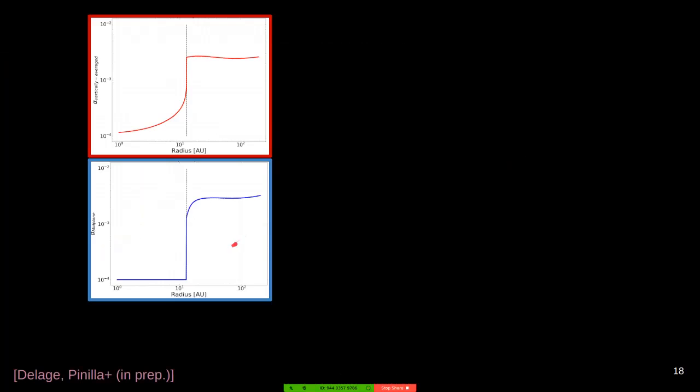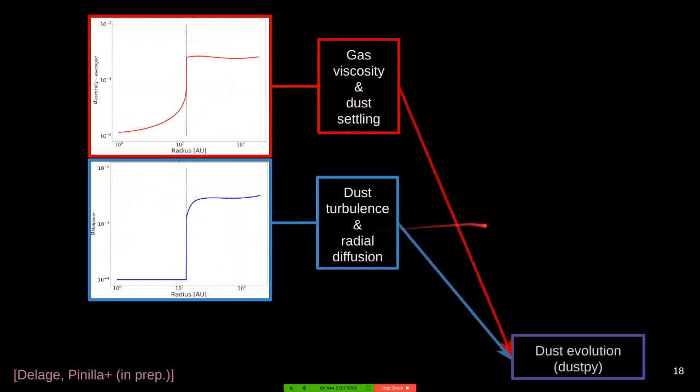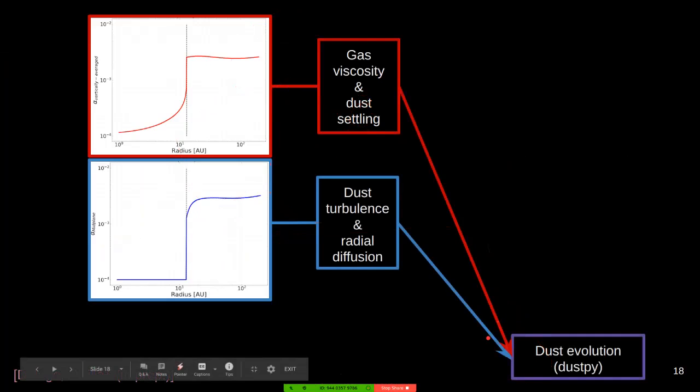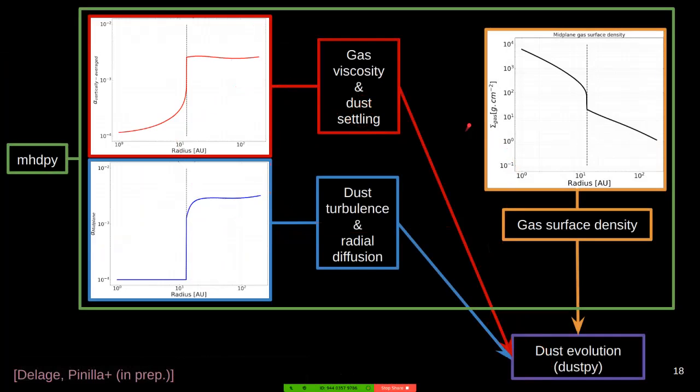So once you have those 2 alpha parameters, you can constrain different things. From the red profile, you can constrain the gas viscosity, and you can also constrain the dust settling. From the blue profile, you can constrain the dust turbulence and radial diffusion. Once you have constrained those processes, you can run your dust evolution. And obviously, to run dust evolution, you need to assume a gas surface density that is going to be static in time. And the gas density that we set is completely derived by our MHDPy code.